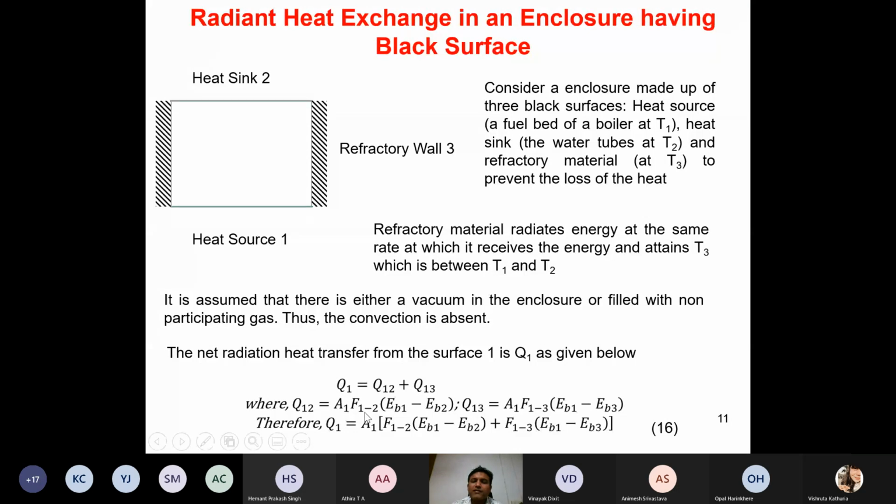So we can put this Q12 and Q13 in the equation above. So if you put it, Q1 is given as A1 F12 (EB1 minus EB2) plus F13 (EB1 minus EB3). Is it clear to everyone? Equation number 16. Can I move to the next? Yes, sir.